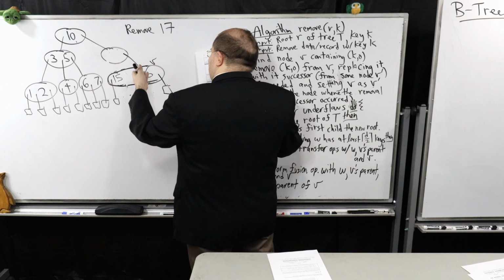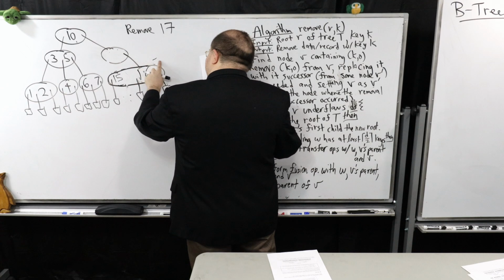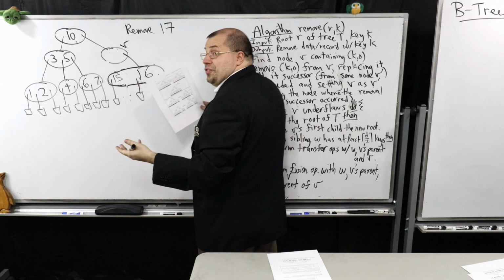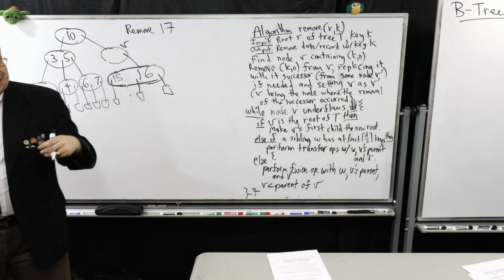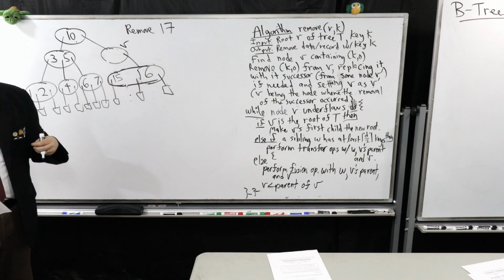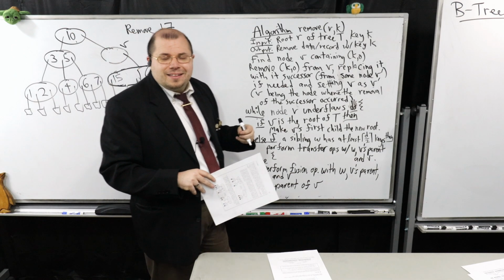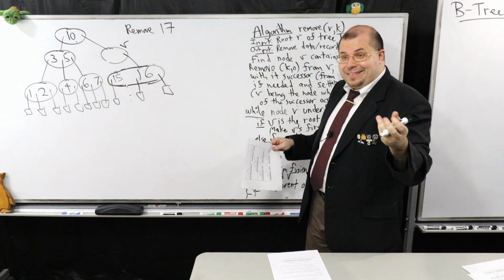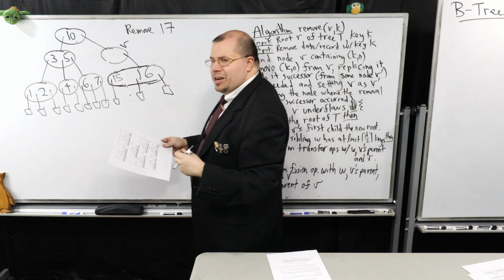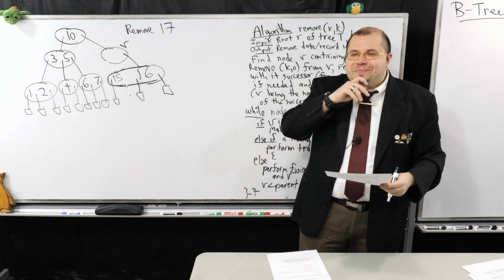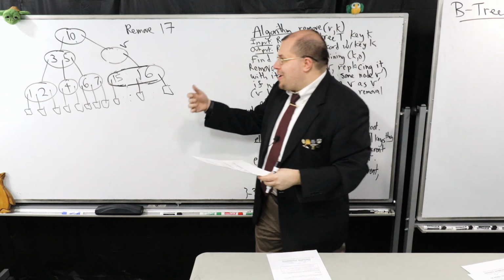Now, question. I consider my parent now, because this is most certainly not going to underflow anymore. Is V overflow, underflow? What's going on here? In this case, it's underflow. What operation should I apply? Yeah, transfer operation. Very good.